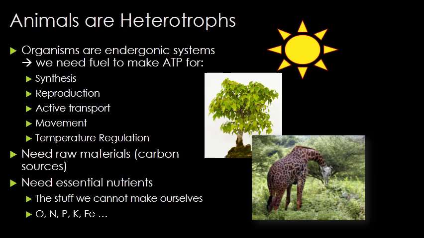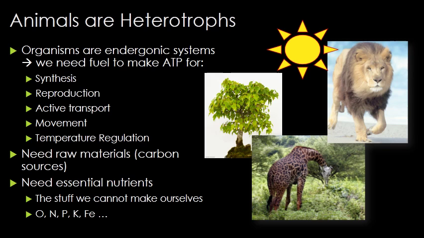Now we also need essential nutrients, which are the materials that we can't make ourselves. Oxygen, nitrogen, phosphorus. Now, this process doesn't stop, of course, with the primary consumer. You go until you reach at least a secondary consumer or beyond, and that is another layer of heterotrophs feeding on an already heterotrophic organism.